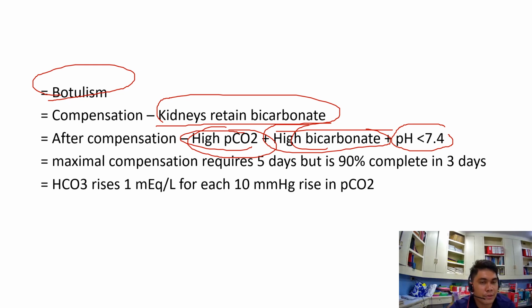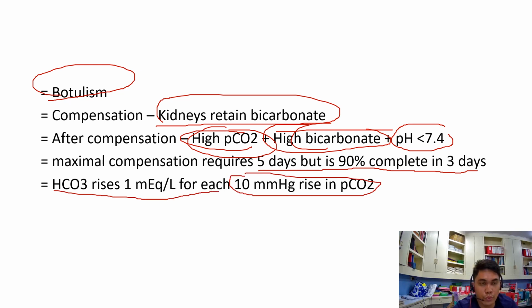Maximal compensation requires 5 days, but is 90% complete in 3 days. Bicarbonate rises 1 mEq per liter for each 10 mmHg rise in PCO2. So that's for respiratory acidosis.